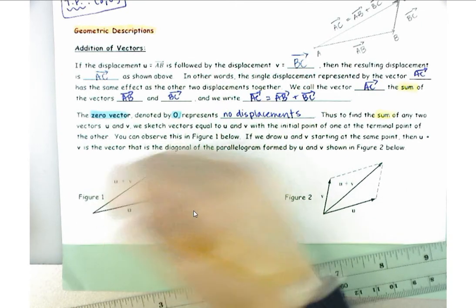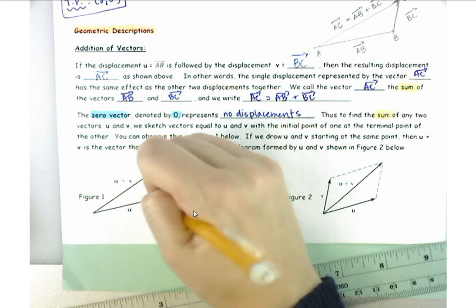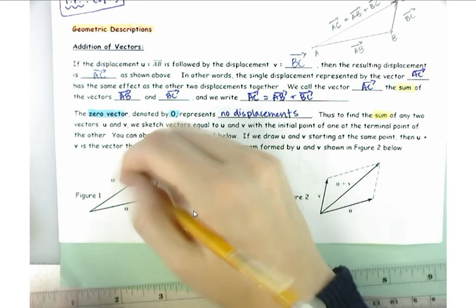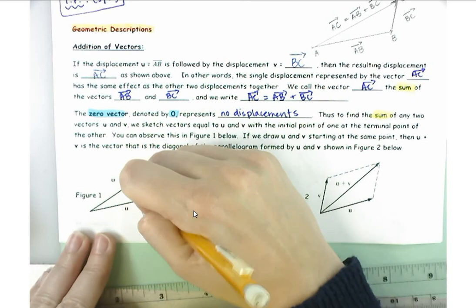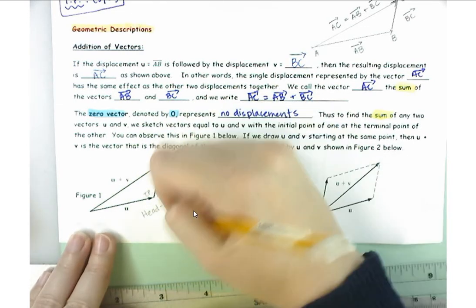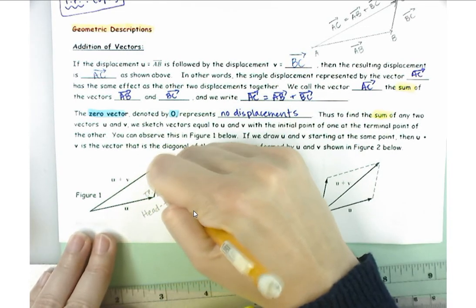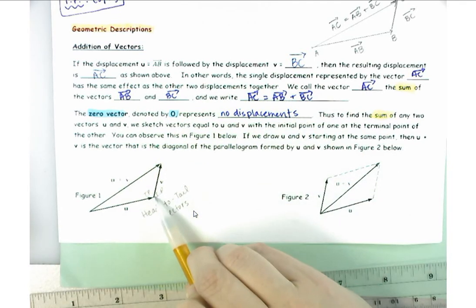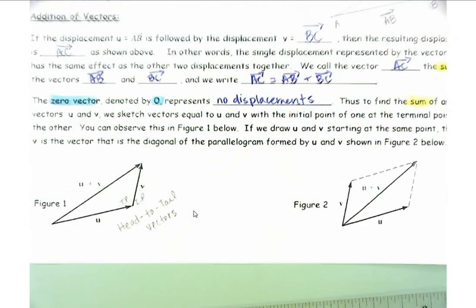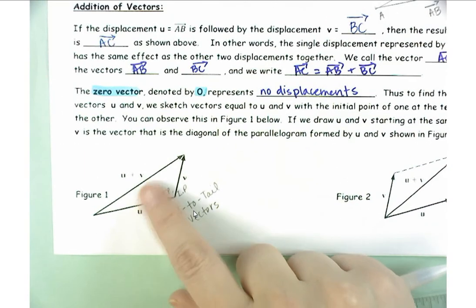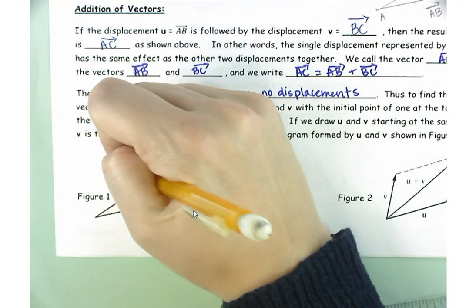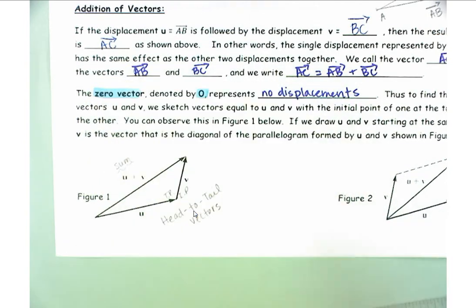See how this is the terminal point of u, but then it starts at the initial point of v? Okay, that's what this is saying. And like I said, it's traditionally called the head to tail method, because the head of one vector is at the tail of the other one. Okay, and that's helpful when you're figuring out what the sum of those two vectors are, because this is the sum of the vectors, your u plus v.